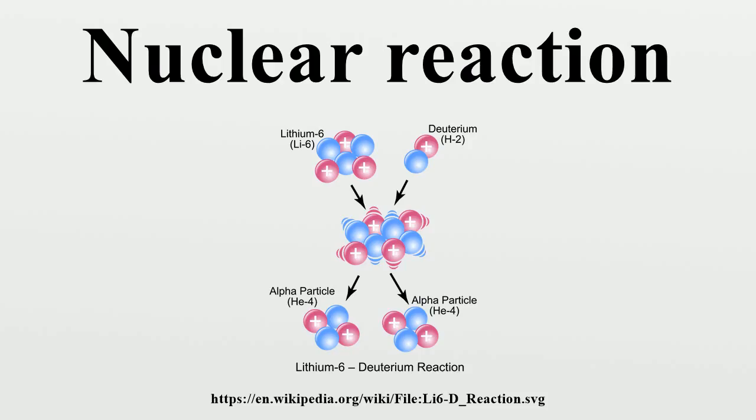1 u·c² equals 1.49242 × 10⁻¹⁰ kg·m²/s², which equals 1.49242 × 10⁻¹⁰ J, which equals 931.49 MeV. So 1 u·c² equals 931.49 MeV. Hence, the energy released is 0.0238 times 931 MeV equals 22.2 MeV.